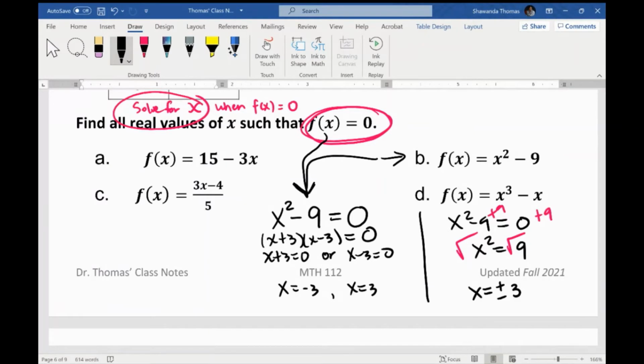Both answers will work. Because if I plug -3 into this x, -3 squared would be 9 minus 9, and it solves the equation. And if I plug in +3, 3 squared is 9 minus 9, also equal to 0. So both work.